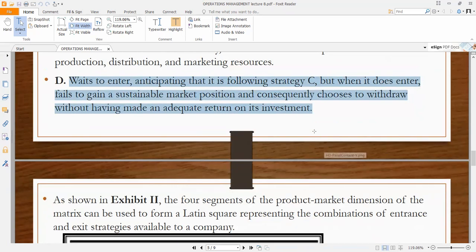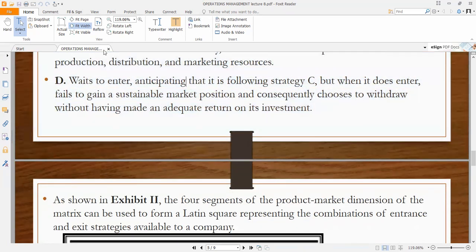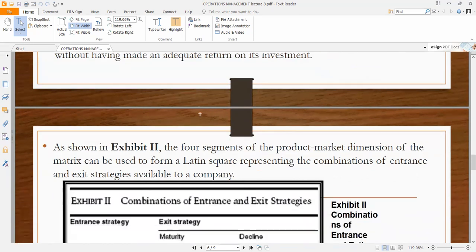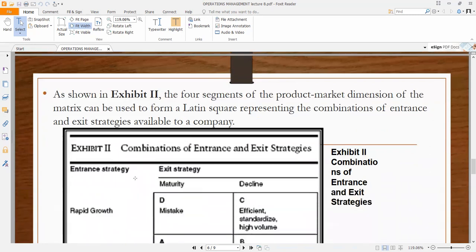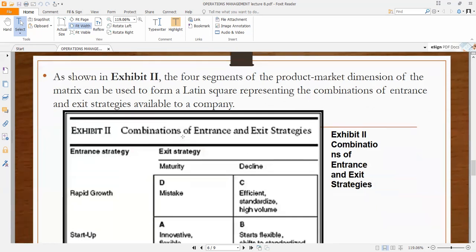Now, further, as it is shown in exhibit 2, let's go to exhibit 2. In our earlier lectures we looked at exhibit 1 and its dynamics. Now here we're looking at exhibit 2. The four segments of the product market dimension of the matrix can be used to form a Latin square representing the combination of entrance and exiting strategies available to a company. So here we're talking about exiting and entering strategies.